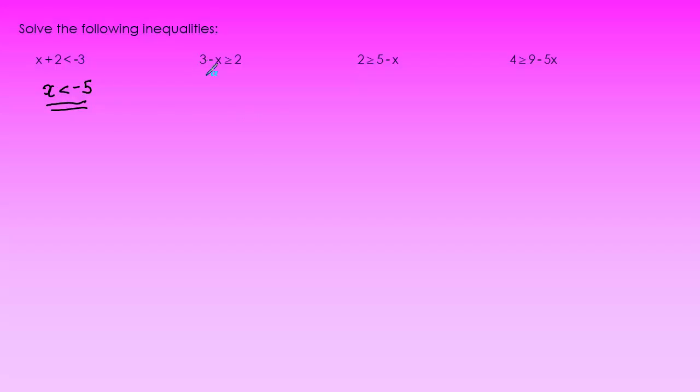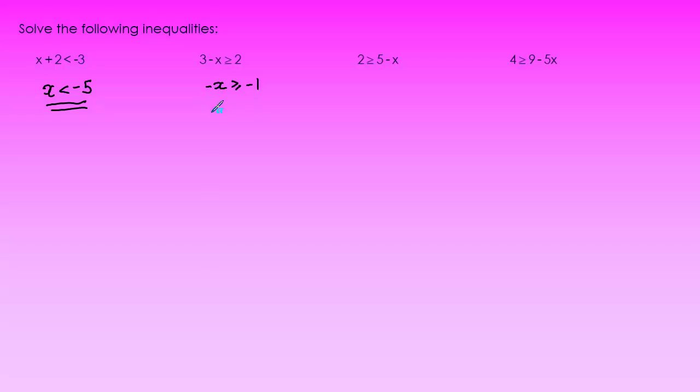Here we have 3 minus x is greater than or equal to 2. Subtract 3 from both sides. That leaves us with negative x on this side, and then 2 take away 3 is negative 1. Now we need x, not negative x. So one way to go around this is to divide both sides by negative 1.